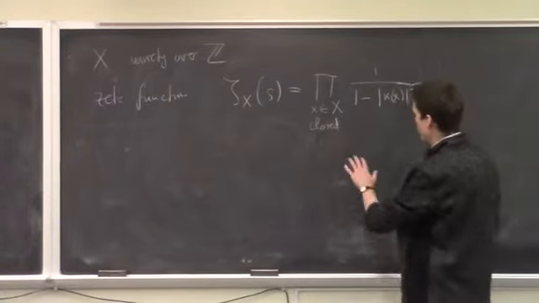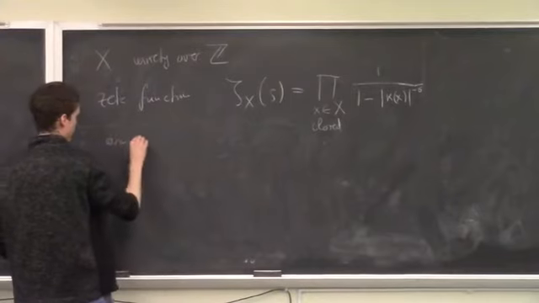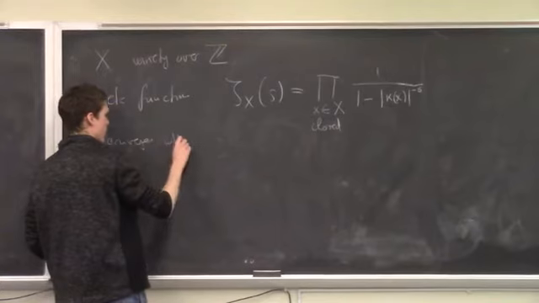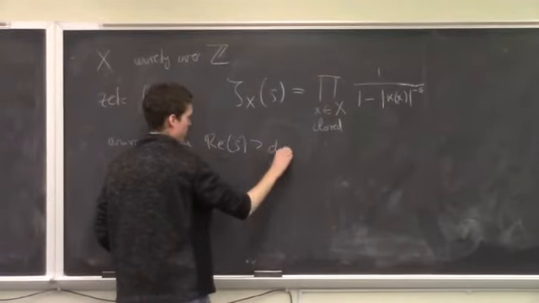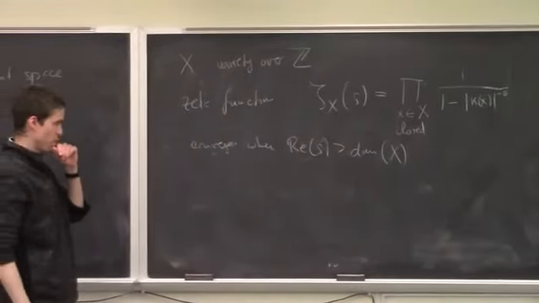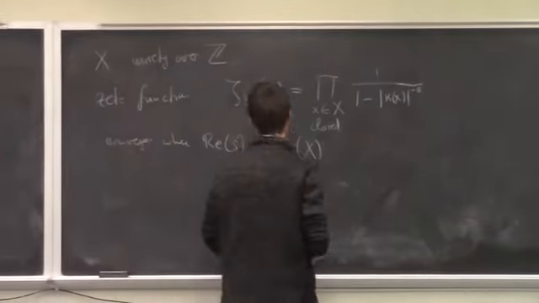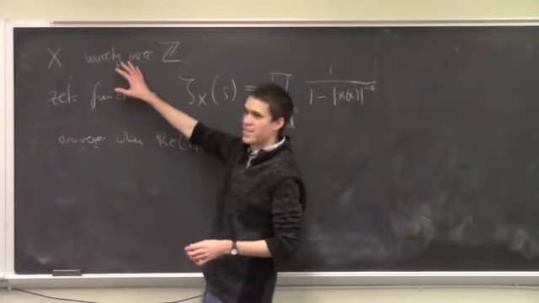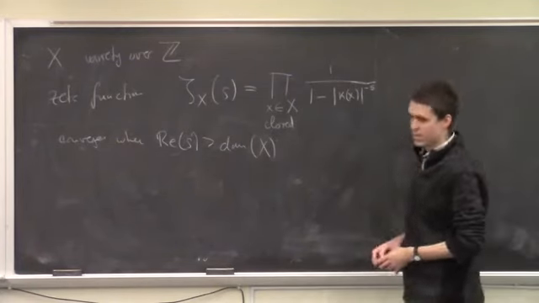Okay. So it's not too difficult to see that this product converges, it's a countable product. It converges when the real part of s is greater than the dimension of X. So if X is Spec Z, which means I look at an empty set of equations in 0 variables, then this is the classical Zeta function.